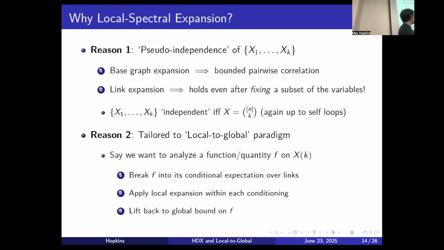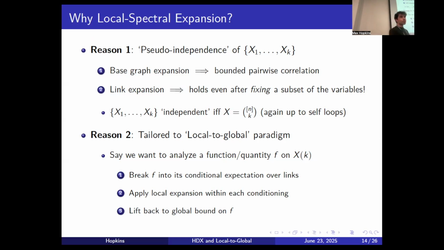Okay, the second reason, which is actually why these objects were introduced, is more operational: it's incredibly tailored to what I've called, sort of vaguely throughout but haven't really defined for you, the local to global method, or the local to global paradigm. At a very high level, the idea is roughly as follows. Say there's some quantity or function living on the hyperedges that I want to analyze. Maybe it's the mixing of some walk, like spanning trees. I'm going to do this in this sort of local to global way. Because these links are defined to be conditional expectations, often I can find some way to break the quantity into an expectation over local links. And we'll see this done explicitly for this example of trickle down. Then within each link, I'm a nice local spectral expander.